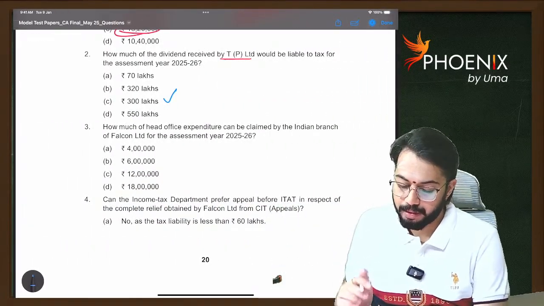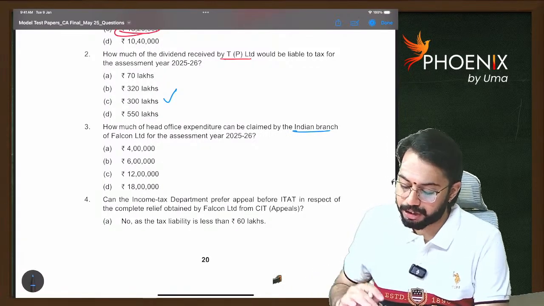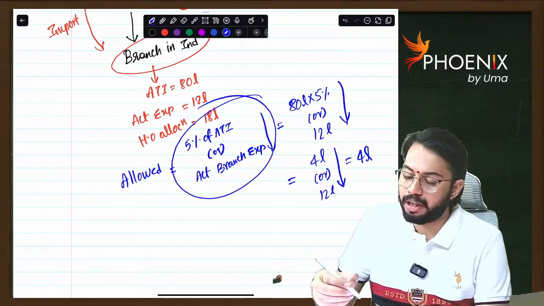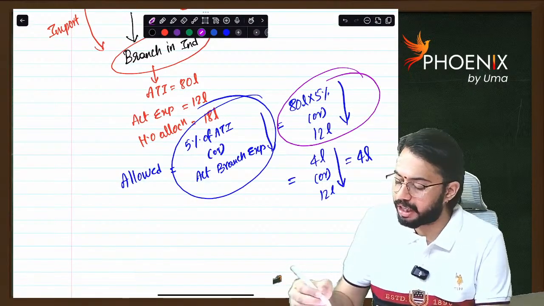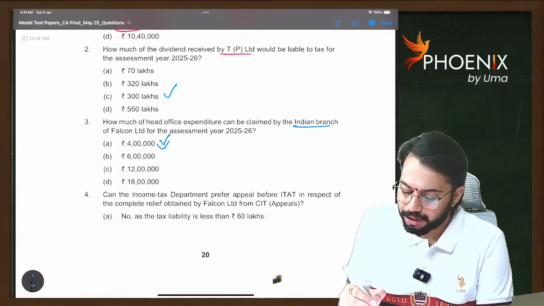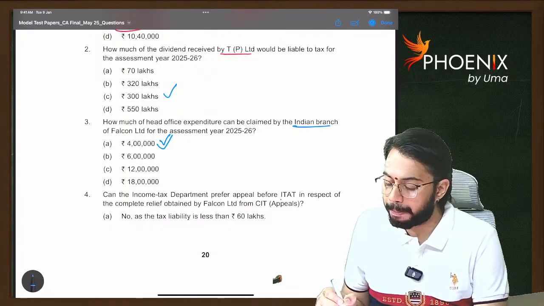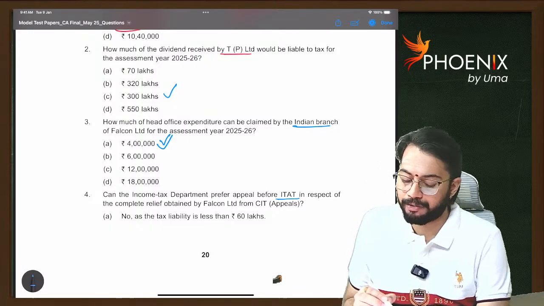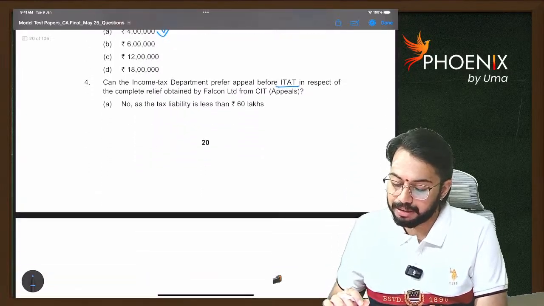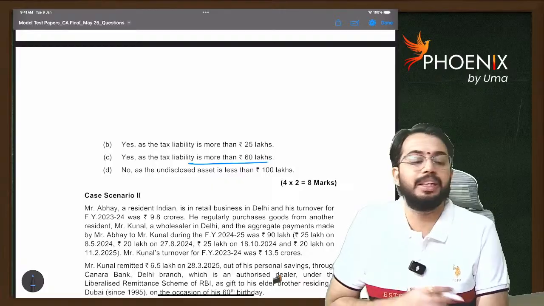Next. How much of head office expenditure can be claimed by Indian branch? We have done it, 5% of adjusted total income or actual branch expenditure, whichever is lower. How much? 4 lakh rupees. So this is allowed. Can income tax department prefer appeal before ITAT in respect of complete relief obtained by Falcon Limited? Yes, because tax liability is more than 60 lakh rupees.